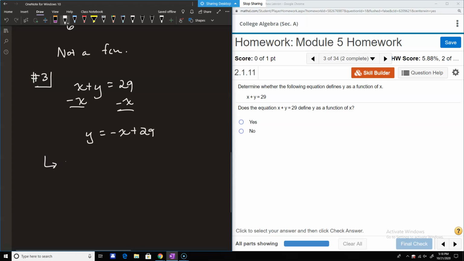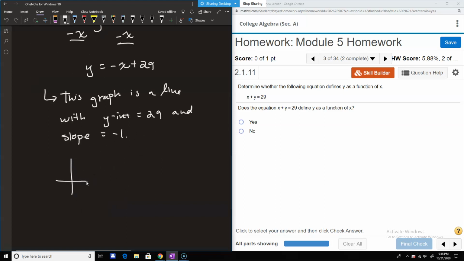basically, this graph is a line with y-intercept equal to 29 and slope equal to -1. So the graph is going to be something like this, right? It's going to be going down. It's going to hit 29 up here somewhere. Wow, that's a bad graph. Should be hitting way higher. So it should be hitting somewhere up here, like at 29. It should have a slope of -1, which is essentially like 45 degrees. So the graph is something like this.